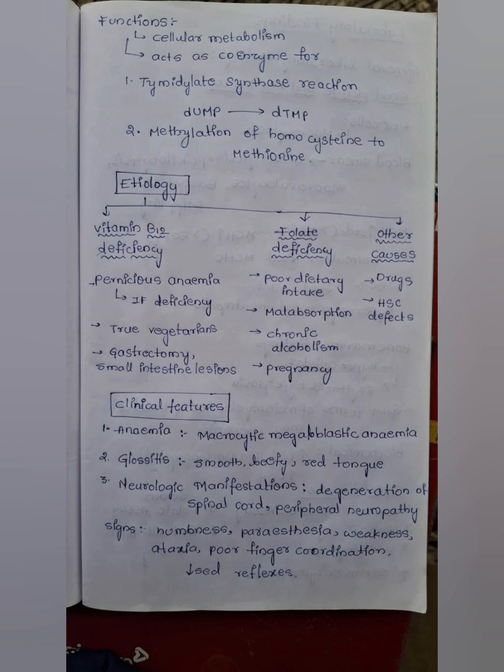What is the etiology? Vitamin B12 deficiency, folate deficiency, and other causes. Vitamin B12 deficiency is due to pernicious anemia, true vegetarians, gastrectomy, and small intestine lesions. Folate deficiency is due to poor intake, malabsorption, and chronic alcoholism. Clinical features are anemia, glossitis, and neurological manifestations, and signs like numbness, poor finger coordination, and decreased reflexes are seen.